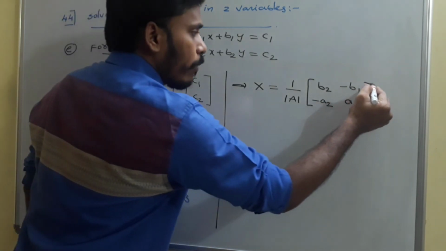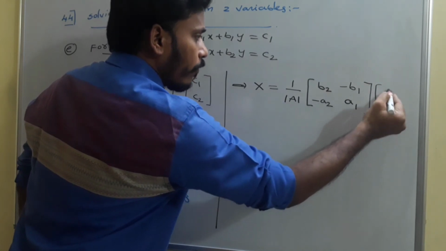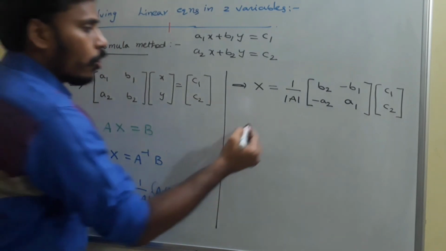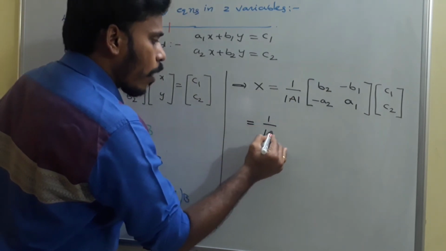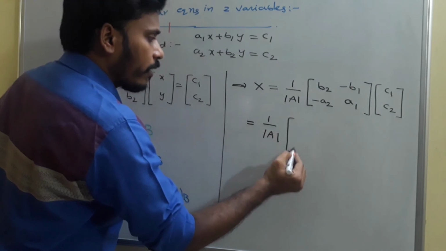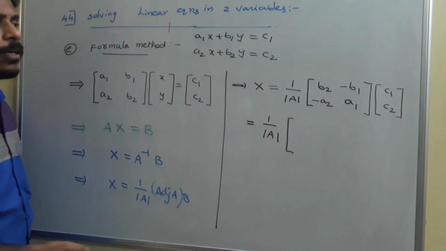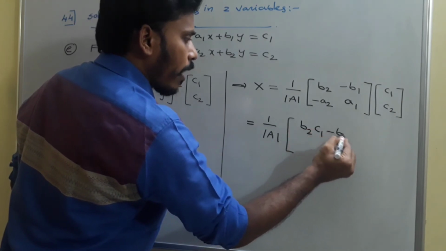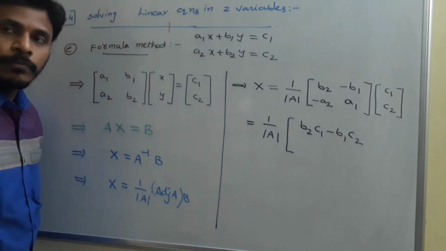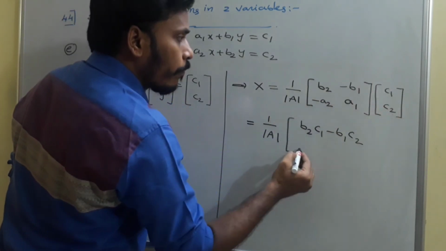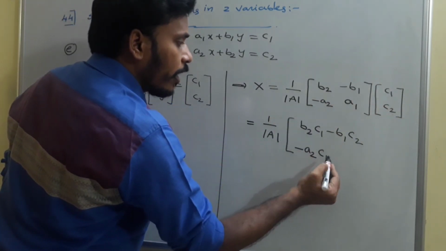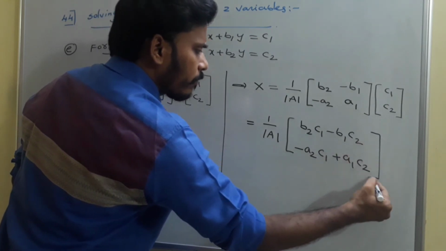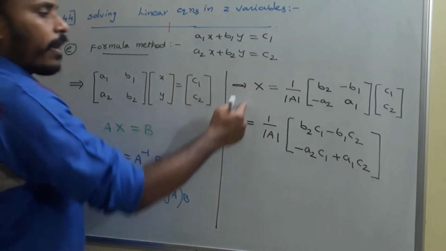Right. We need to multiply this with what? We need to multiply it with C1, C2, the constant matrix which is B. So this is equal to 1 by det A into the matrix. So just try to multiply. How can we multiply? First row with the column. It becomes B2 C1 minus B1 C2. And the second row with the column, which is nothing but minus A2 C1 plus A1 C2. Is it right? So this capital X is this.